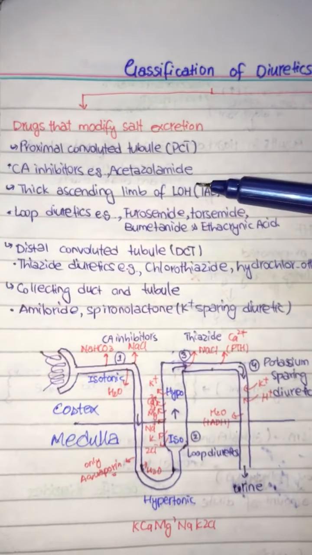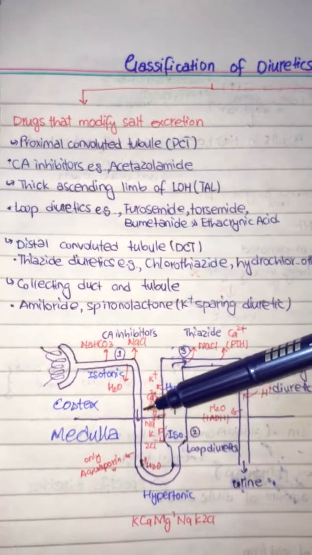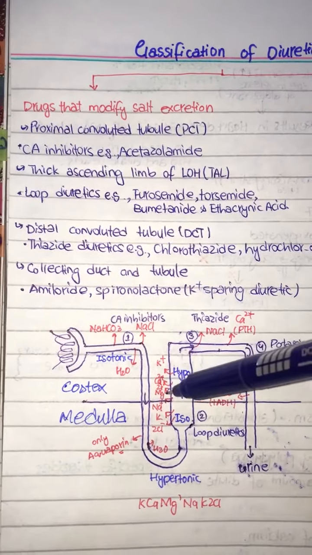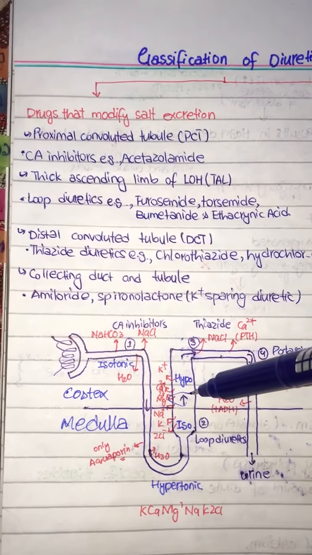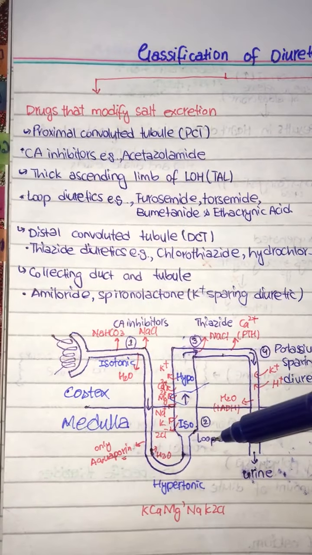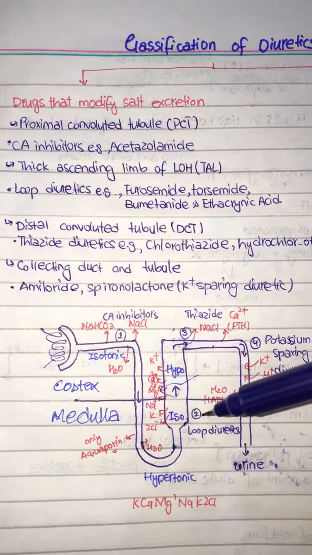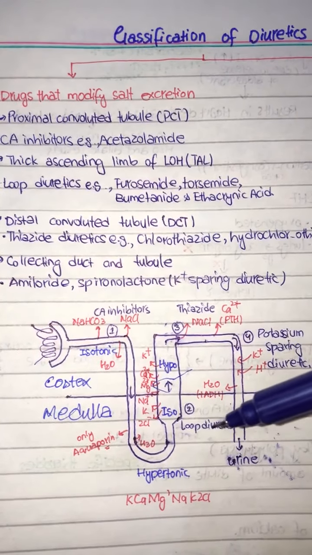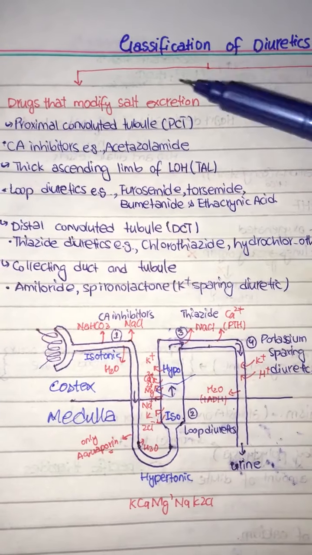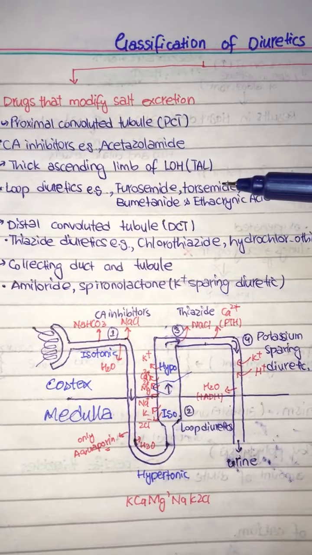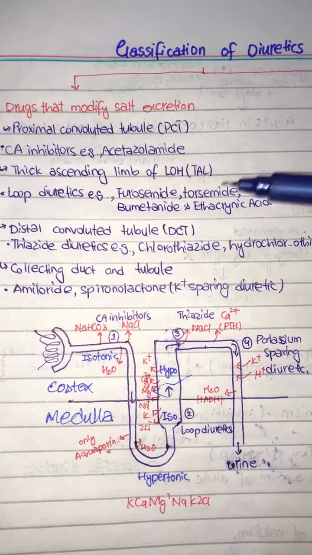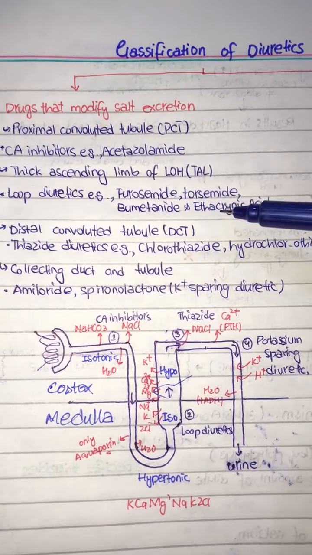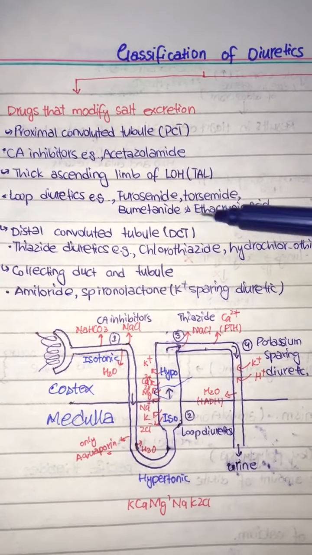And moving into the next, we have the thick ascending limb of the loop of Henle. Here loop diuretics will be acting. Actually these are the most efficient and most widely used diuretics. And here furosemide, torsemide, bumetanide and ethacrynic acid will act. And actually furosemide and ethacrynic acid are the two prototypical drugs of this class.